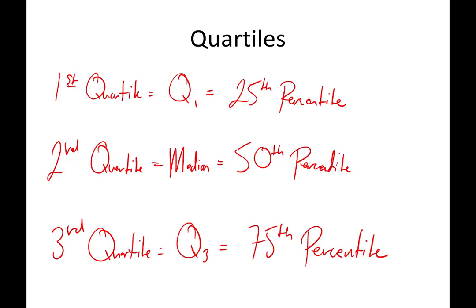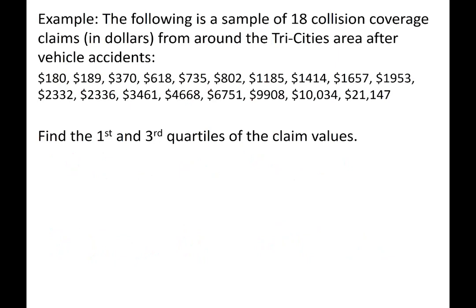And we use the quartiles in a couple ways. So we're going to see a couple ways to use the quartiles. All right, so here's an example of some data where you have some claims on collisions. If you have, in the Tri-Cities area, some vehicle accidents, then people take their cars to the shop, they get fixed, and they make a claim on their insurance to cover the costs. And these were 18 claims in the area, and this is what they look like. Okay, so some of them small, some of them big. These are actually in order.